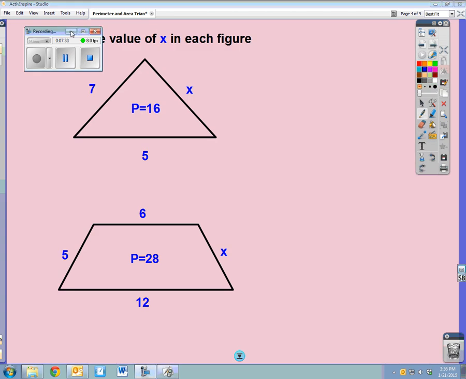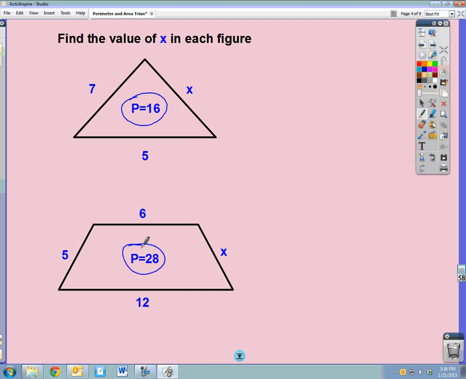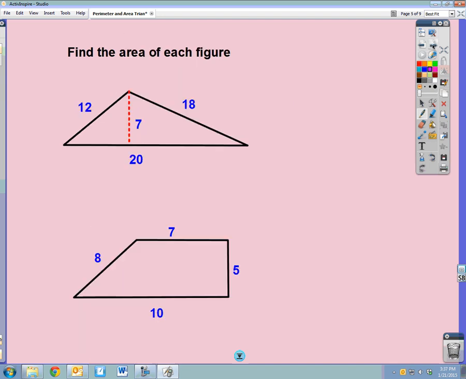I want you to find the value of x. So what would x have to be if the perimeter is 16 and the perimeter is 28? So again, go ahead and pause it, give this a try on your own. You should have found that x equals 4 for the first one, and that x equals 5 for the second one. If you did not get those answers, click the link or watch the other video and see how it was done.